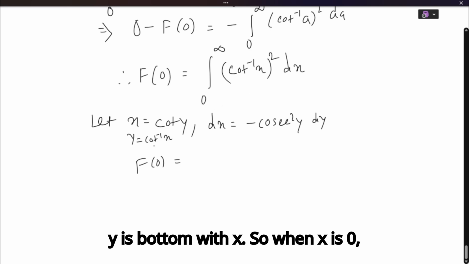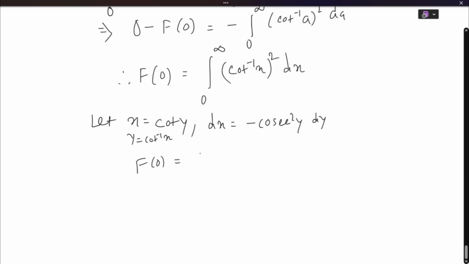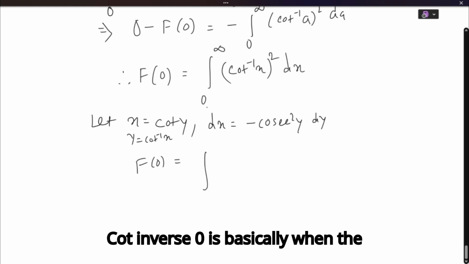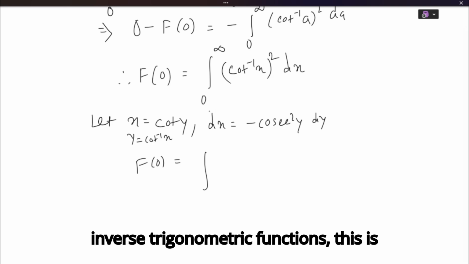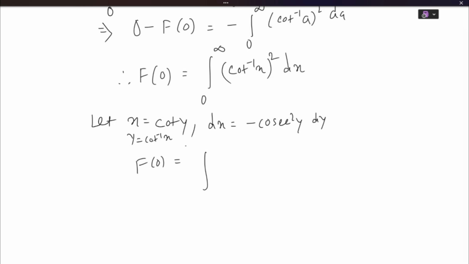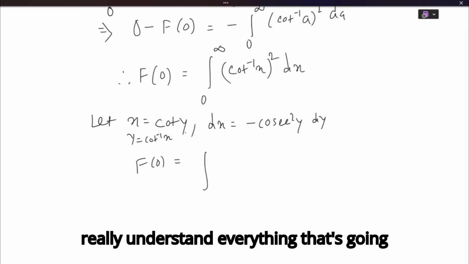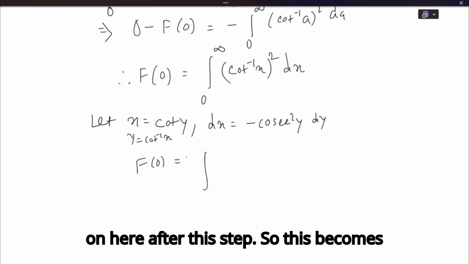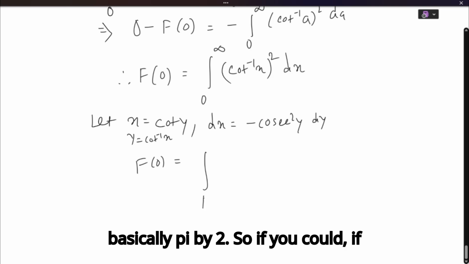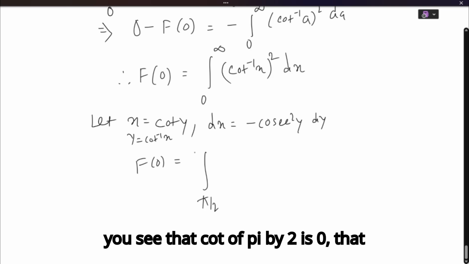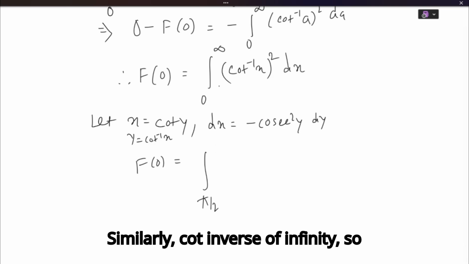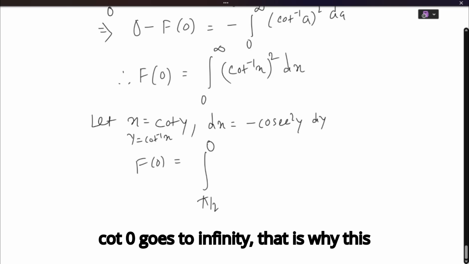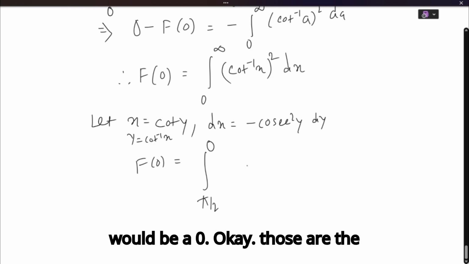So when x is 0, what is cot inverse 0? If you do not know inverse trigonometric functions, this is a good place to learn actually right now, because otherwise we are not going to really understand everything that's going on here after this step. So this becomes basically pi by 2. Okay, so if you see that cot of pi by 2 is 0, that means cot inverse of 0 should be pi by 2. Similarly, cot inverse of infinity, so cot goes to infinity as y goes to 0. That is why this would be a 0. Okay, those are the limits.